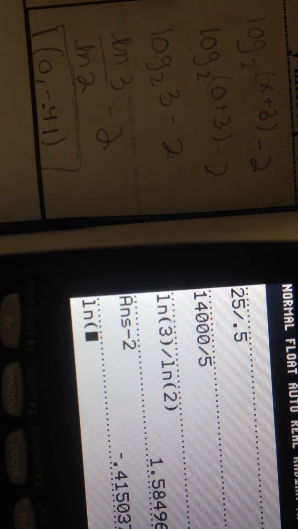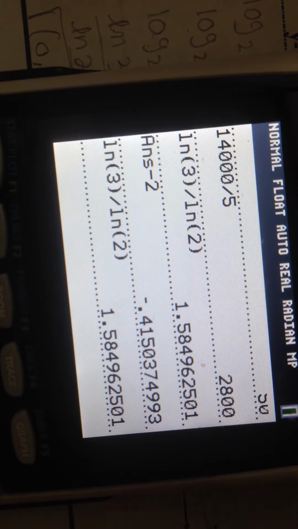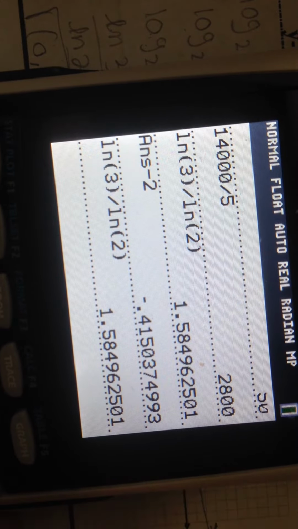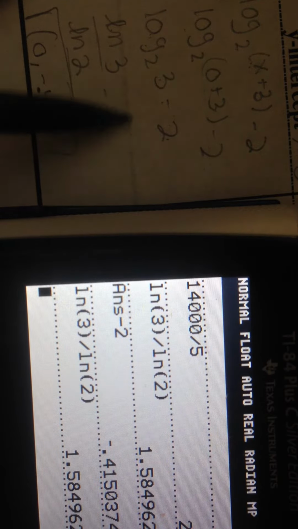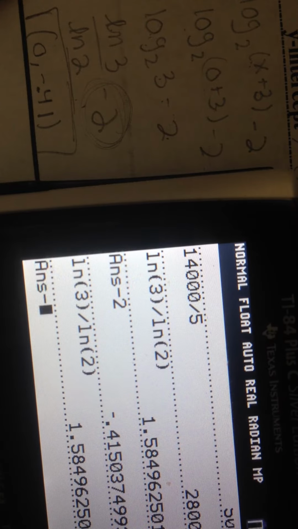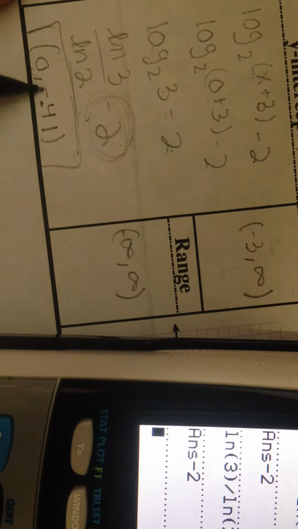Okay, so what we're going to do is plug in natural log of 3 divided by the natural log of 2, and that equals 1.5849. But we're not done there yet. We still need to subtract 2 because that's still there. So we subtract 2, and that gives us -0.41, and that would be our y value. But that's not the answer. We're not done. So we need to put it in an ordered pair. So it would be (0, -0.41), and that would be our y-intercept.